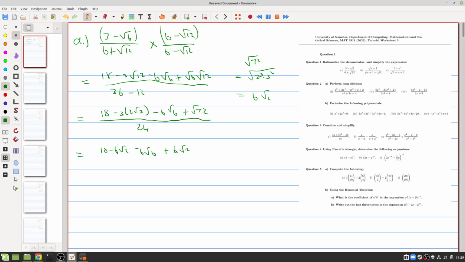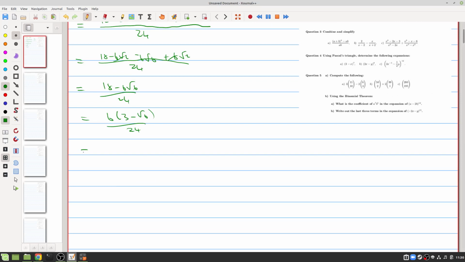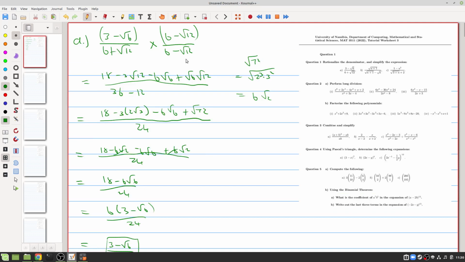Well, that's quite nice, because now I've got negative 6 root 2 plus 6 root 2, so those can cancel out. At the bottom we've still got our 24. Then we've got (18 minus 6 root 6) over 24. We can factor out a 6 at the top, which leaves us with (3 minus root 6) over 24. And then finally we can simplify the 6 over 24 to just become (3 minus root 6) over 4, since 24 divided by 6 is 4. And that's our answer.